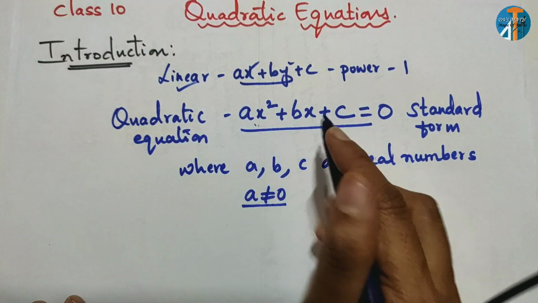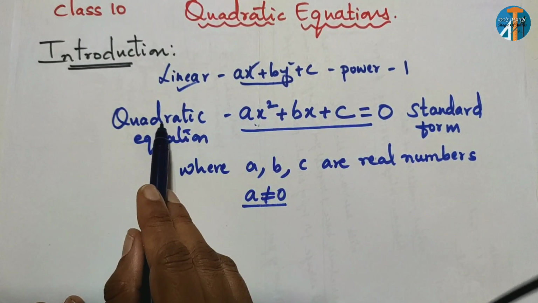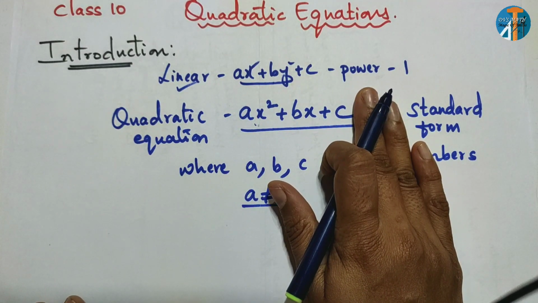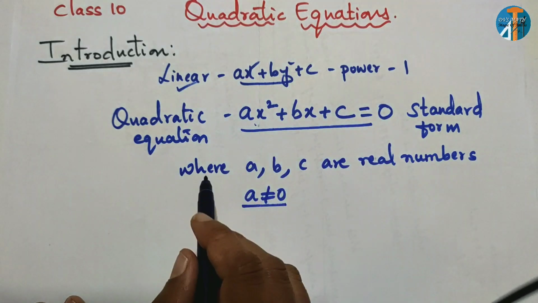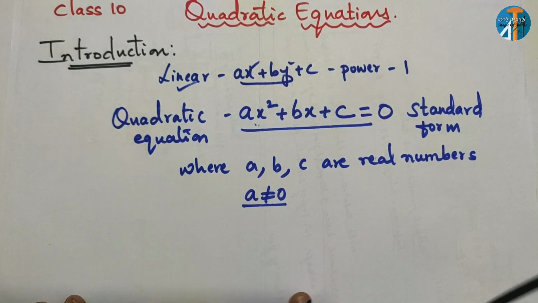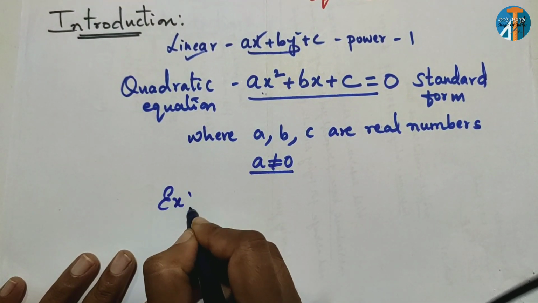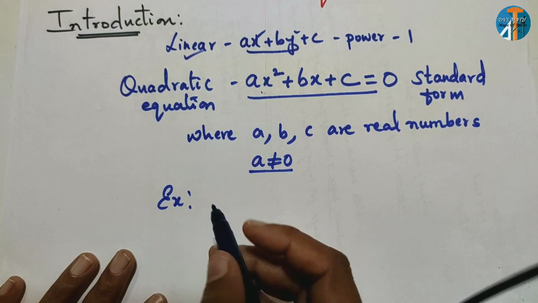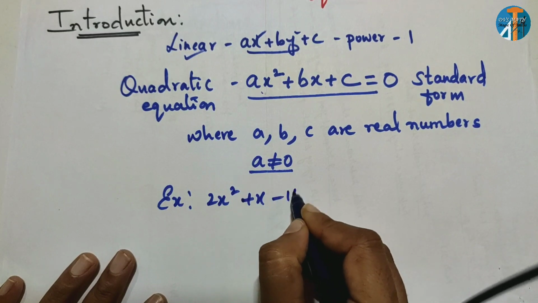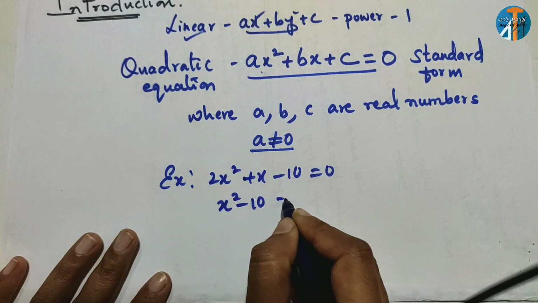So the equation in the form of ax square plus bx plus c is equal to 0, we call it a quadratic equation. If it is not equated to 0, then it is a quadratic polynomial. Okay, clear? So here a, b, c are real numbers and a is not equal to 0. If I consider some examples, you can write any example like 2x square plus x minus 10 is equal to 0, or x square minus 10 is equal to 0.